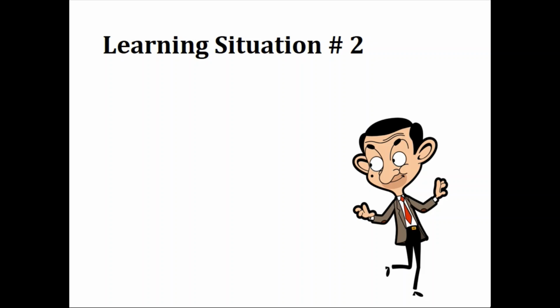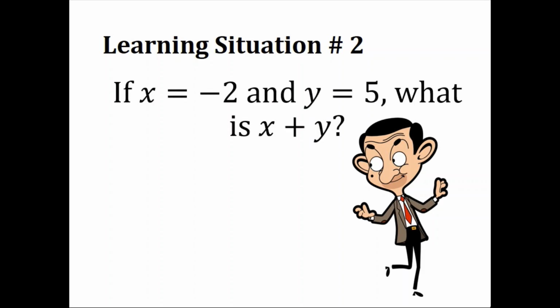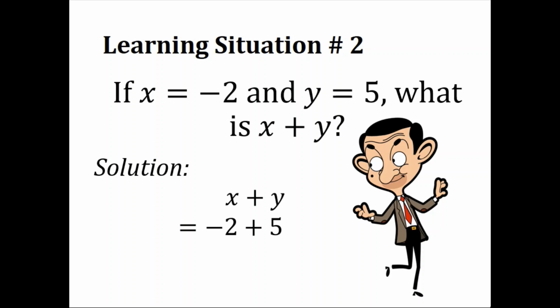Now let's consider this learning situation number 2. If x equals negative 2 and y equals 5, what is x plus y? This time, we are now asked to evaluate x plus y given the values of x and y, which are negative 2 and 5 respectively. To solve that, copy the expression x plus y, substitute negative 2 to x, copy the plus sign, substitute 5 to y because those are the values of the variables. We now have the numerical expression negative 2 plus 5, simplify, that's equal to 3. Therefore, the value of x plus y is 3 when x is negative 2 and y is 5.